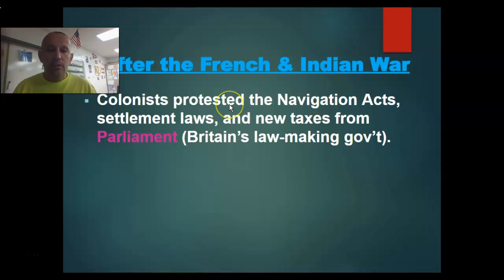After the French and Indian War, colonists began to protest the Navigation Acts, which we talked about back in Chapter 4. Some new settlement laws we'll talk about, specifically the Proclamation Line, and some new taxes that came from Parliament. Parliament is Great Britain's lawmaking government. Think of it like our Congress.